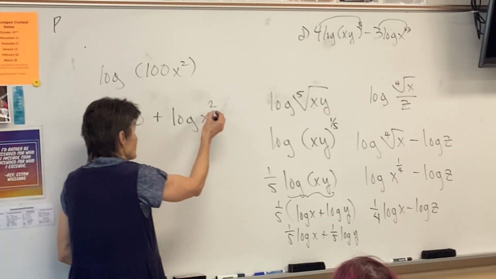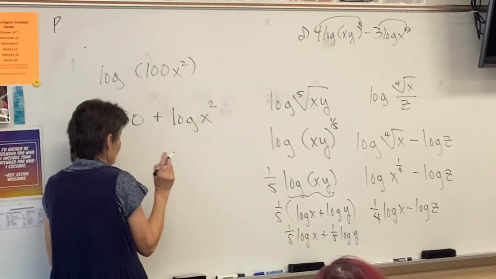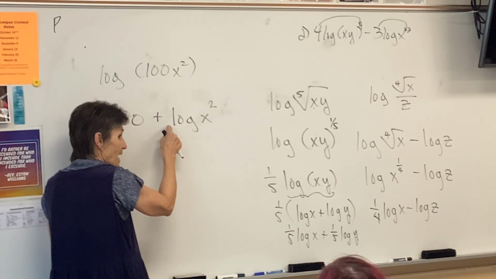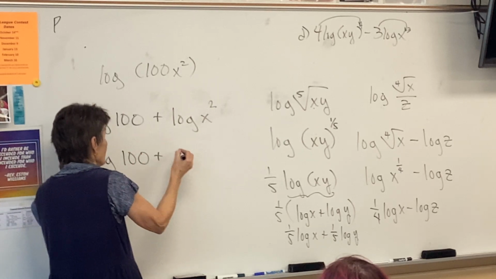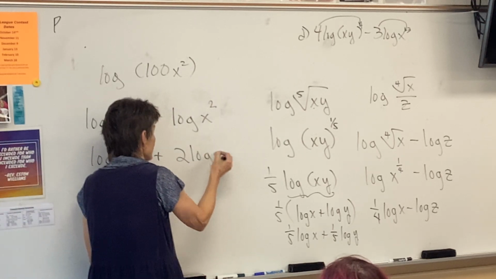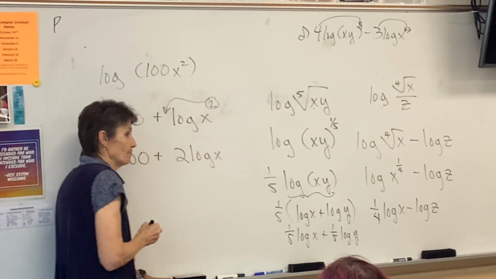And then where does this 2 go? Out front of what? Just that, right? So we have the log of 100 plus 2 log x. This guy comes out in front.